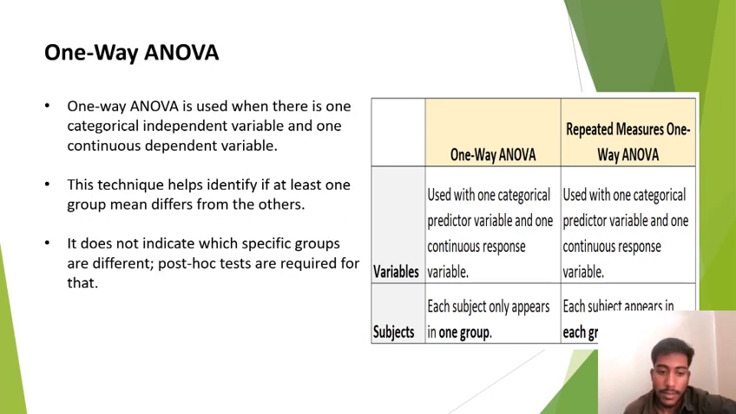So next is what is one-way ANOVA? One-way ANOVA is used when there is one categorical independent variable, as we saw in the previous slide. This technique helps identify if at least one group mean differs from the others. It does not indicate which specific groups are different. Post hoc tests are required for that.